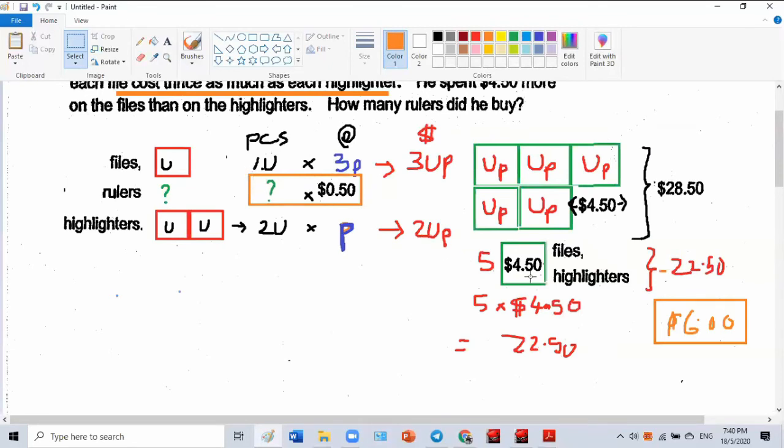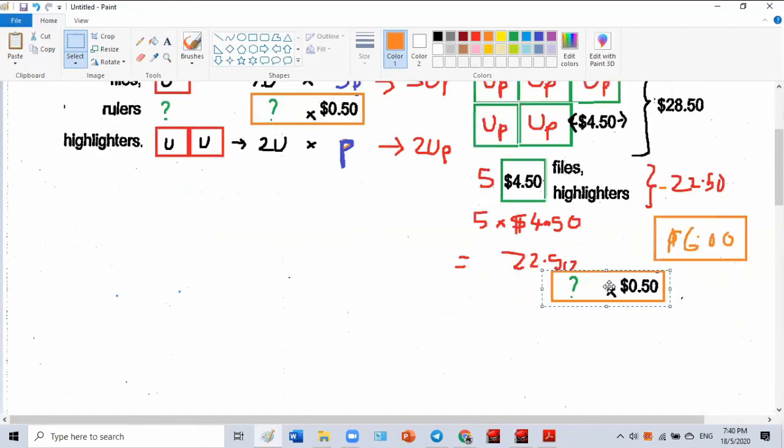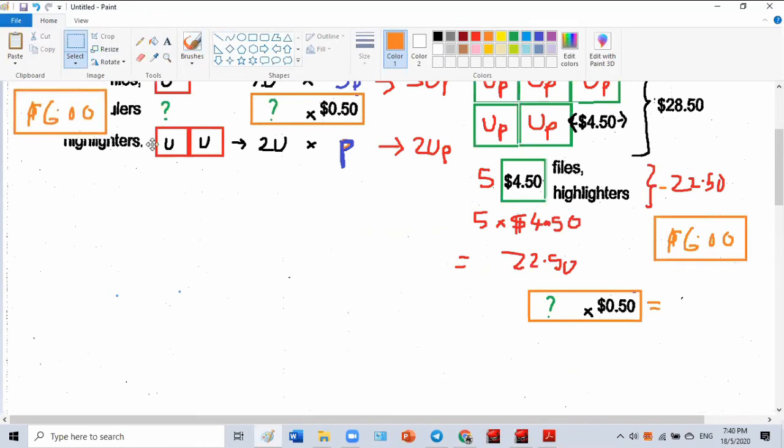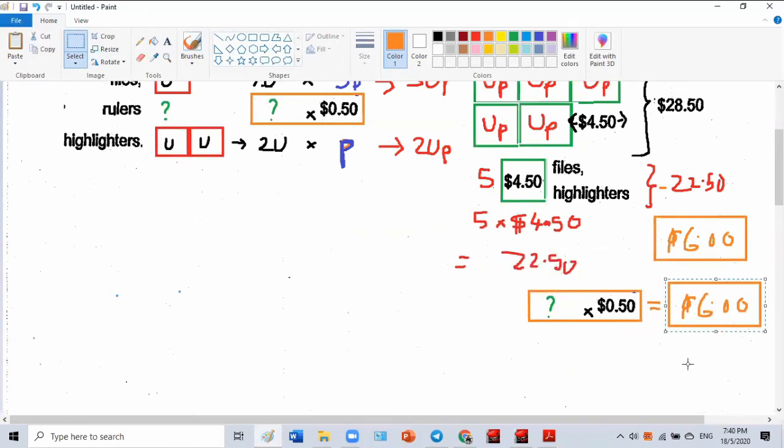Hey, $6 must become some number times 50 cents. Can you see? Do you understand what I'm trying to say? This must be equal to your $6. What number times what must be the money spent on the ruler? It must be equal to your $6. Miss Rachel, do you understand this? Whoever doesn't understand, say so.